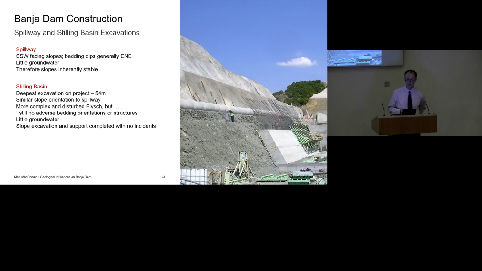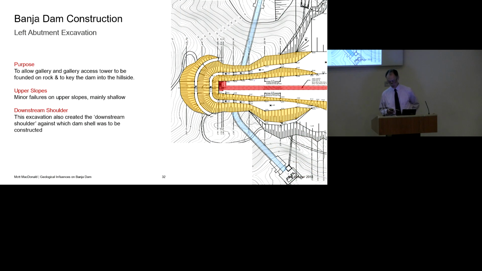Likewise in the stilling basin, this is the deepest excavation on the whole project, 54 metres. Slightly more complicated structures in the fleece in this area, but generally nothing too adverse. And therefore, again, with little groundwater, these slopes were completed without any major hiccups. Now this all was in contrast to what happened on the left abutment, which was our sort of bête noire.